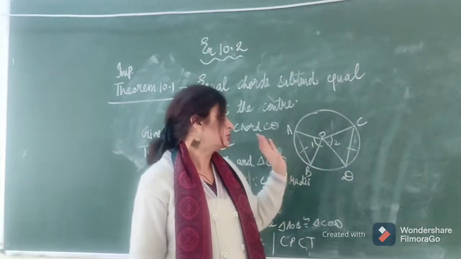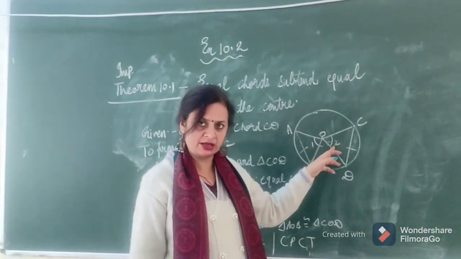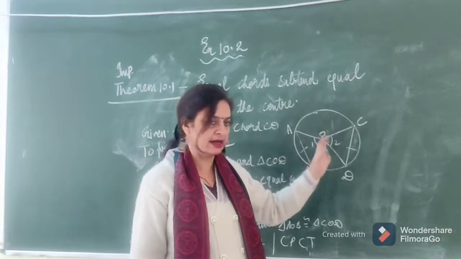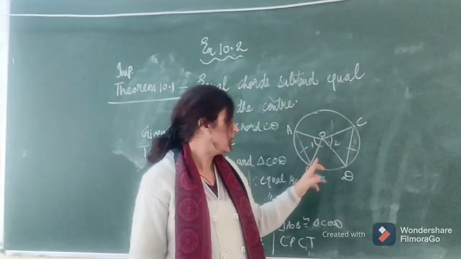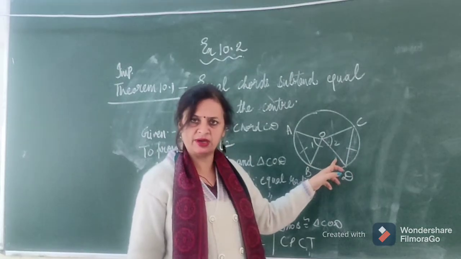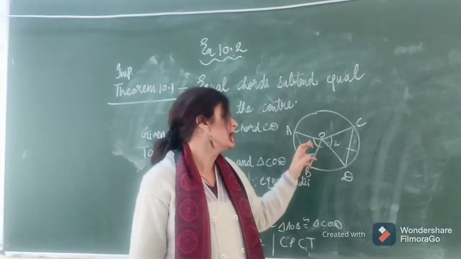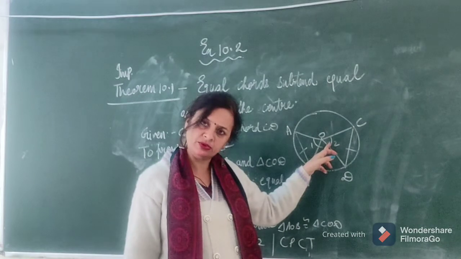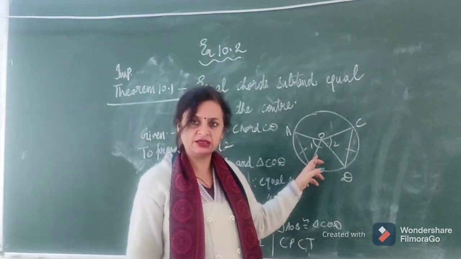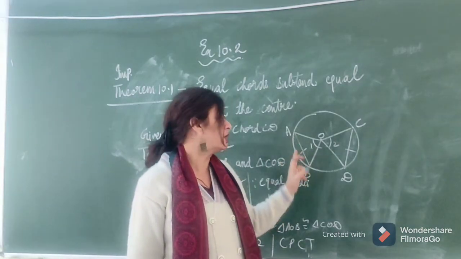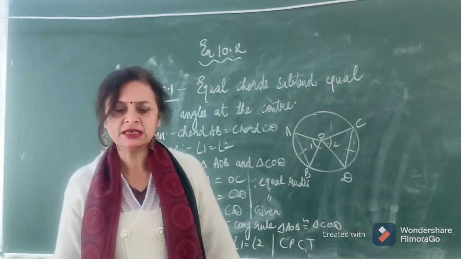So what is given to you? Angle 1 is equal to angle 2. Again, join the radii and take these two triangles. OA is equal to OC. OB is equal to OD because of equal radii, or they are the radii of the same circle, and angle 1 is equal to angle 2 is given to you. So by SAS, the triangles are congruent to each other, and therefore AB is equal to CD by CPCT.